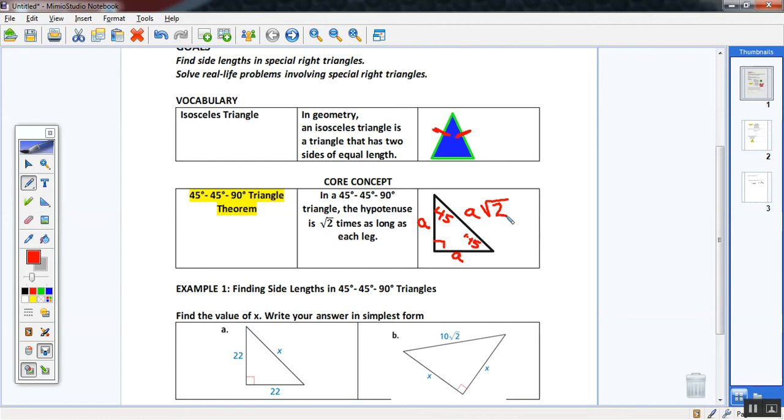Over here on the board, I'm going to do a quick example. You don't need to write this down, just pay attention. If I call this 6, and I call this 6 right here, and I call this x up here, would you guys agree that 6 squared plus 6 squared is equal to x squared here? Would you guys agree with that? What's 6 squared, kids? So this is 72 now.